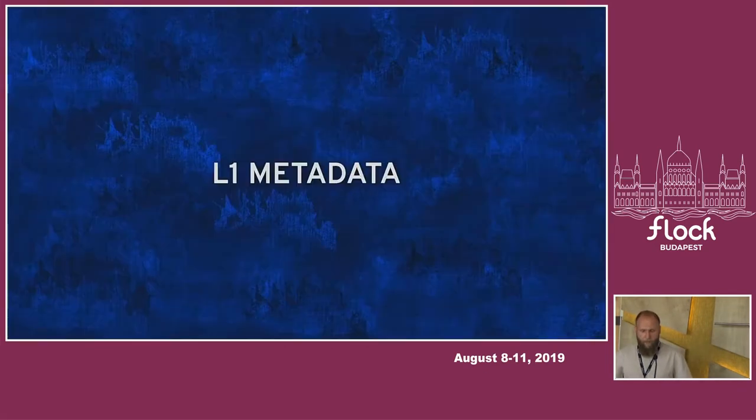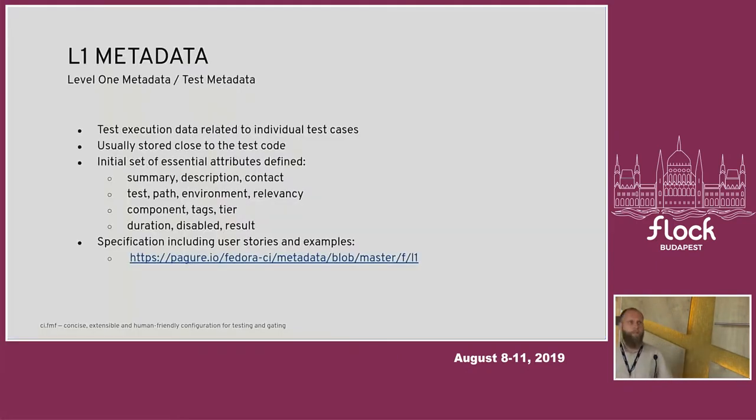And then level one metadata. When we were thinking about this, after some time of discussions, we ended up with this separation of level one metadata and level two metadata. L1 data is what we call the data which are necessary for test execution and which are closely related to individual test cases. Usually, you would want to place this information as close to the test code or the source code as possible.